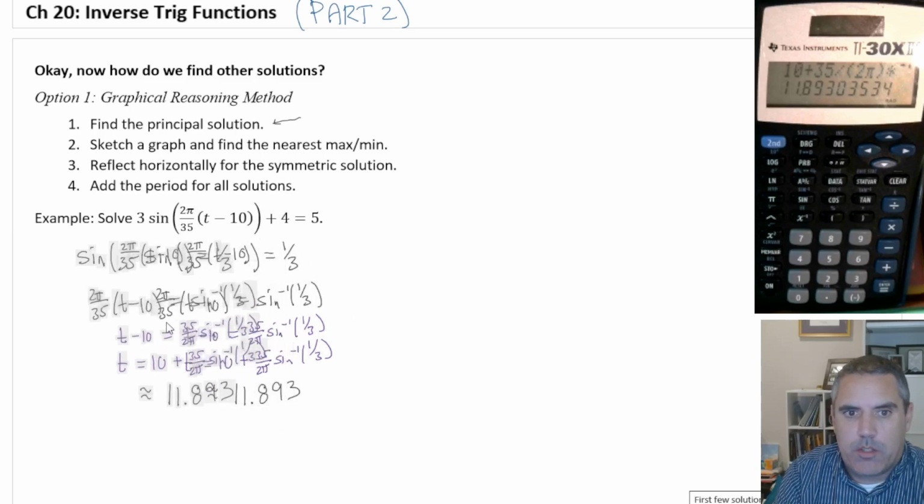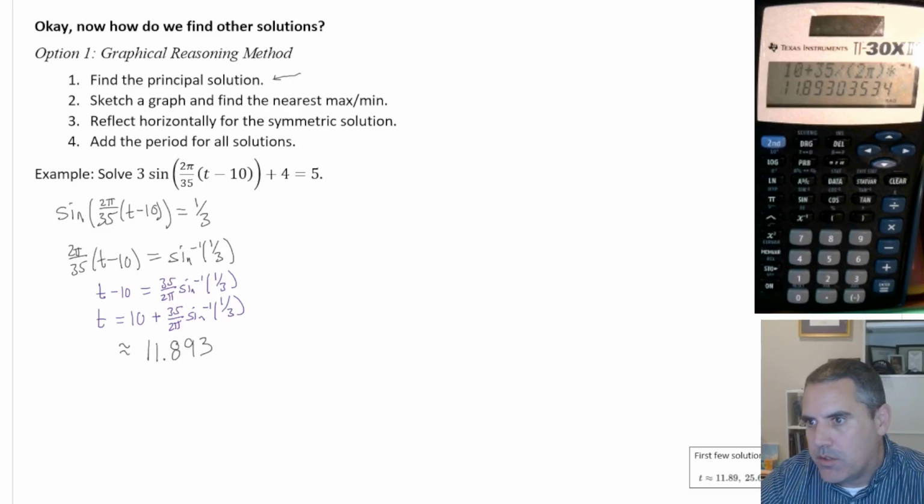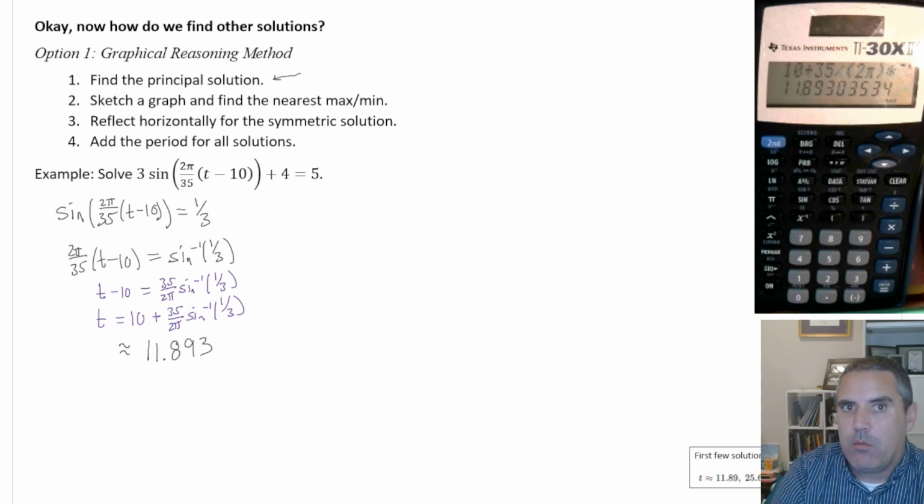At that point, we're going to switch to how we get the rest of the solutions from the graph. That's not the only way to do it. Some students may have learned something else they can do in a certain step. To me, that requires a lot of memorization, but it's perfectly fine. I just use the graph.